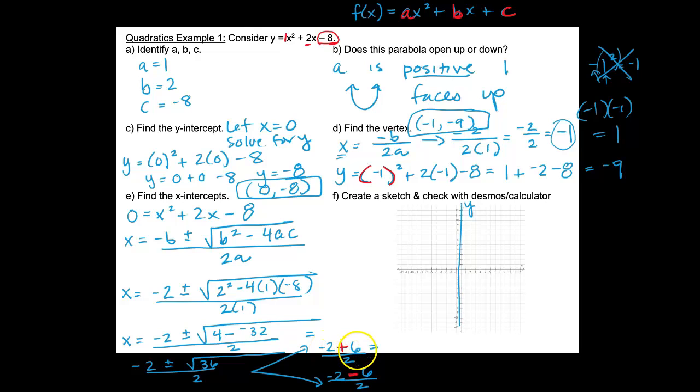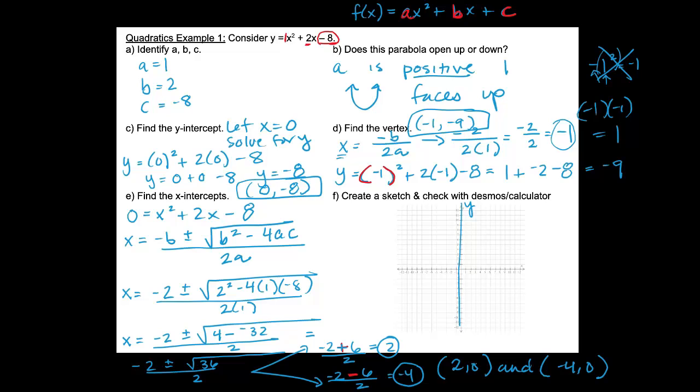So negative 2 plus 6 is positive 4, divided by 2 is 2. So there's one of our x-intercepts. And then negative 2 minus 6 is a negative 8, divided by 2 is a negative 4. So our two x-intercepts are 2 and negative 4. And if I were to write those down as ordered pairs, I would write them like (2, 0) and (negative 4, 0). Okay. And then my last step, we're going to create a sketch and check with Desmos or a calculator.